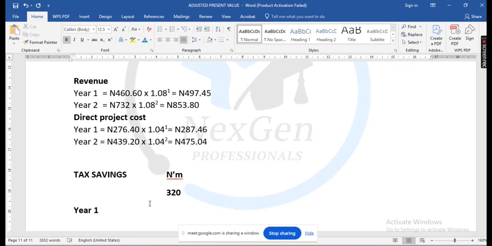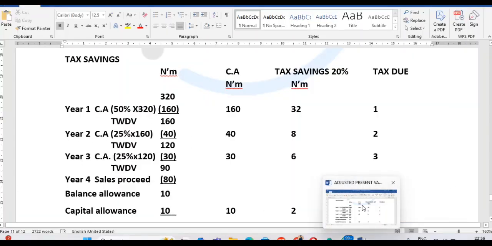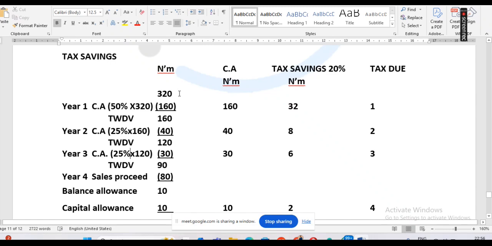Right. So how many percent? The capital allowance is on plant and machinery, which is 320. The 50% will be charged on the 320 in the first year. Then this is the capital allowance. Charge 20% of this, you have 32. Then the tax will be due in what? In year 1. So 320 minus 160 is what? 320 minus 160 is 160.